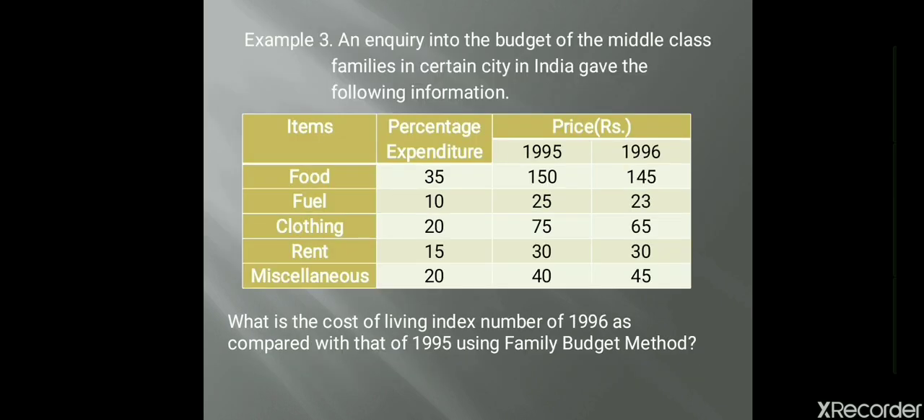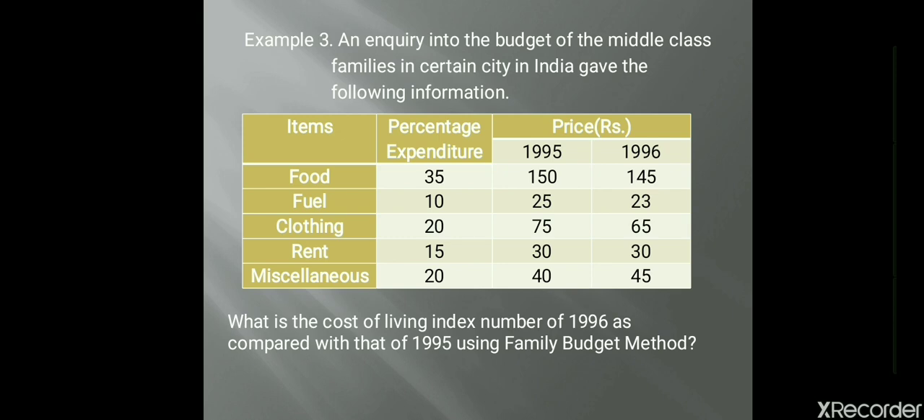Now we consider example 3. Here is the question. An enquiry into the budget of the middle class families in a certain city in India gave the following information. Items column having the entries as food, fuel, clothing, rent and miscellaneous. The corresponding percentage expenditure are 35, 10, 20, 15 and 20.